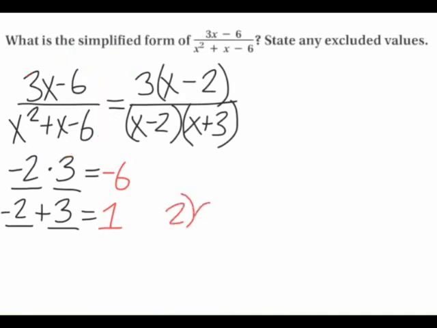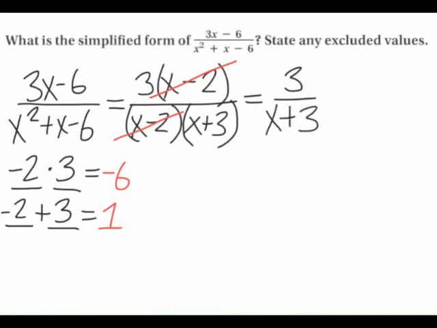Remember, step 2 is to cancel as much as we can from the top and the bottom of the fraction. Well, it's pretty clear to see that there's an x minus 2 in parentheses on the top and an x minus 2 in parentheses on the bottom. So we can cancel out x minus 2, and we are left over with 3 divided by x plus 3.